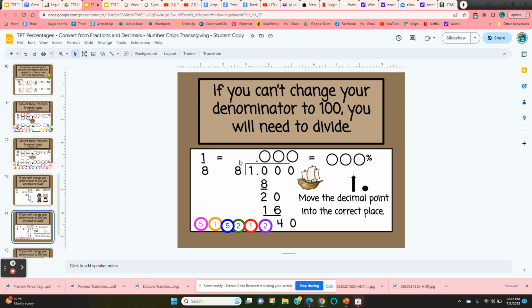So the next slide, most of the problem's done for them on this one. 8 goes into 10 one time, so they're going to move the 1. 8 times 1 is 8. Subtract, you get 2. Bring down the 0. 8 goes into 20 two times. Get 16. Subtract, bring down the 0. And they end up with 125 thousandths. Now they have to move their decimal point 2 places to the right. So here you want to have them move the decimal point into the correct place, and then they will get 12.5%.